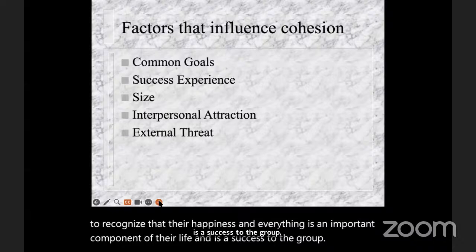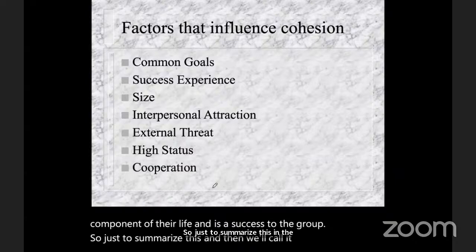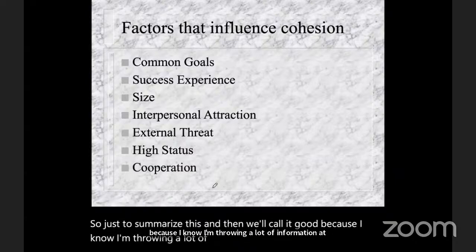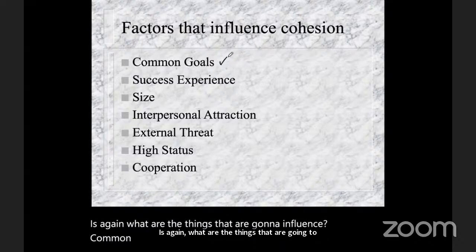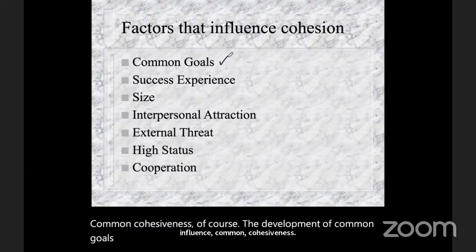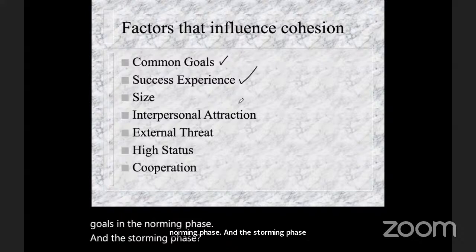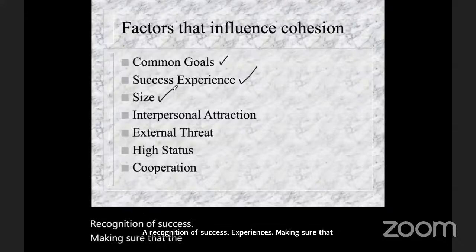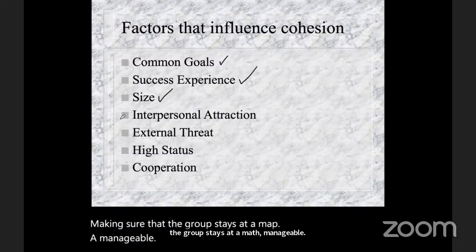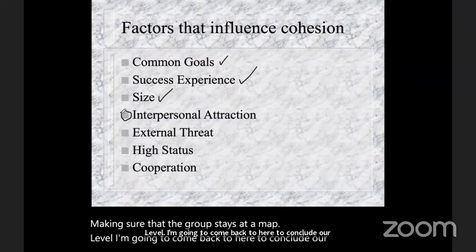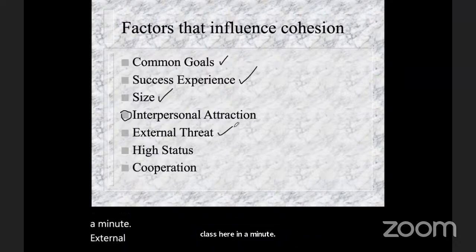So just to summarize this, and then we'll call it good, because I know I'm throwing a lot of information at you: what are the things that are going to influence group cohesiveness? Of course, the development of common goals in the norming phase and the storming phase, recognition of success experiences, making sure that the group stays at a manageable level. I'm going to come back here to conclude our class in a minute. External threats.